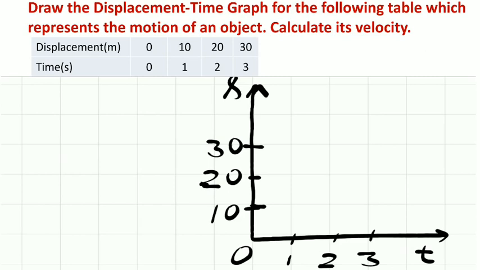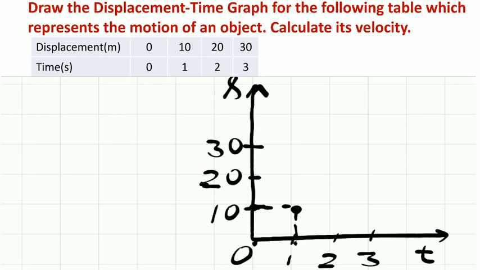When the time is 0, displacement is 0. Okay, at this point the time is 0 and the displacement is also 0. Next, when the time is 1, displacement is 10. Okay, watch here, the time is 1 and the displacement is 10. So meet them, we get this point.